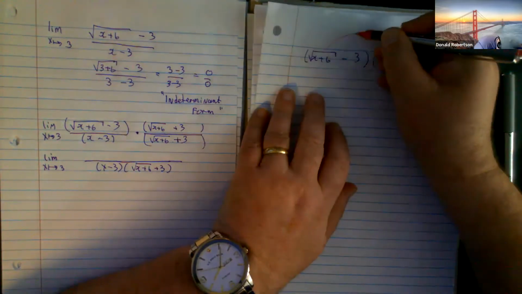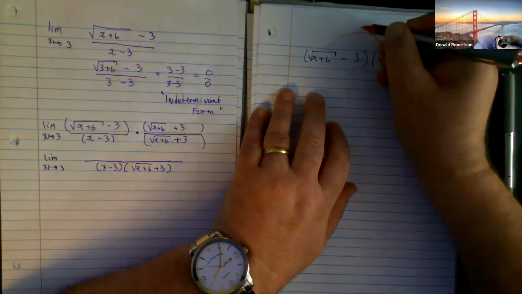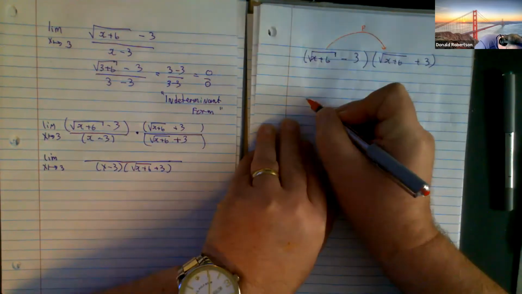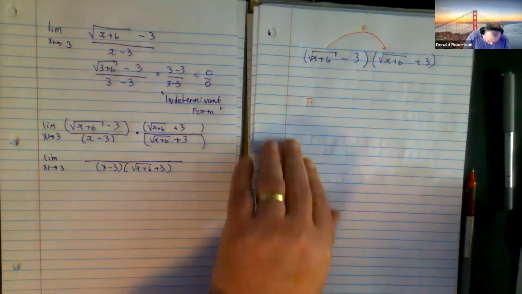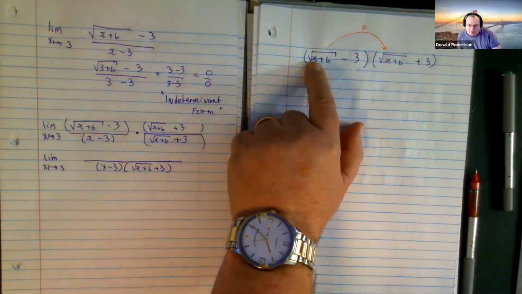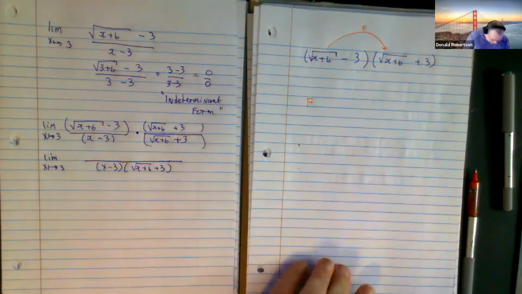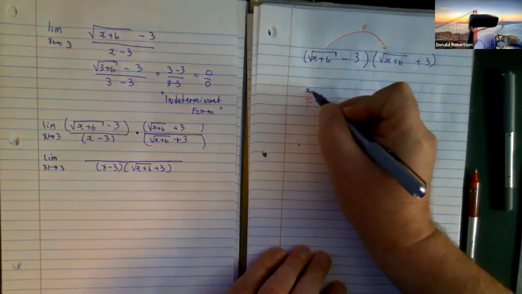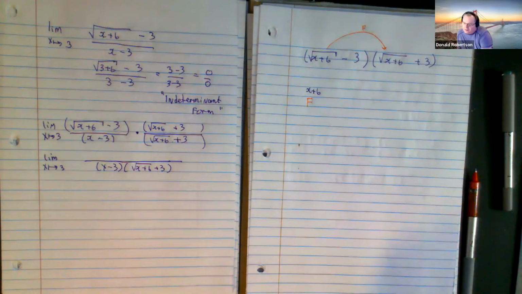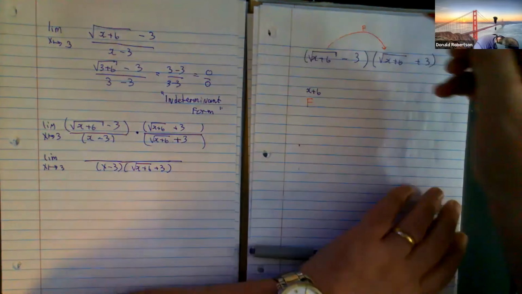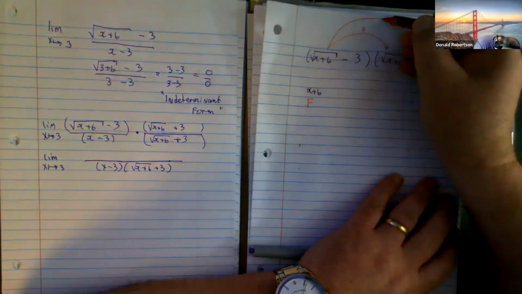So that guy times that guy is the F. Right, if you multiply the square root of x plus 6 with another square root of x plus 6, don't you just get x plus 6? That makes sense? Square root of x plus 6 times itself. Okay. Right. Now, O would be the outside ones, so it's these two.